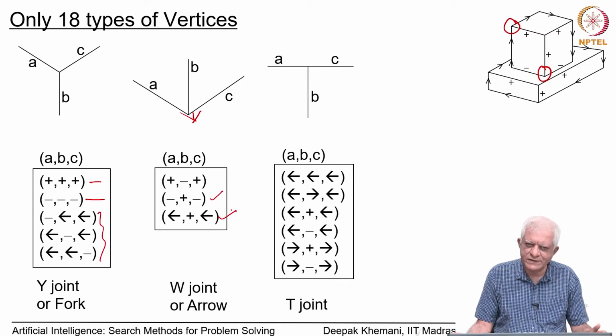Then there are the T joints, that from certain angles, some objects will have these kinds of edges essentially.